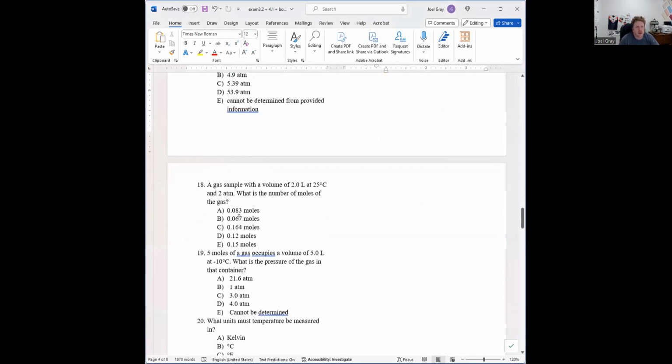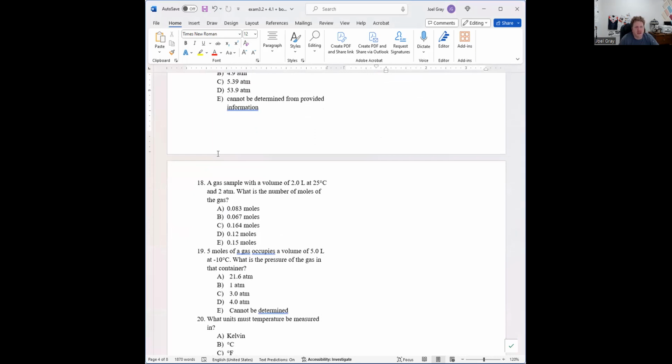Now, number 18, a gas sample with a volume of 2 liters at 25 degrees Celsius and 2 atmospheres. What's the number of moles of this gas? Okay, so this question is really at its heart an ideal gas law equation. You have a pressure, 2 atmospheres. You have a volume, 2 liters. You have a temperature, 25 degrees Celsius. You also have an R value. So what we can do is plug all this in.